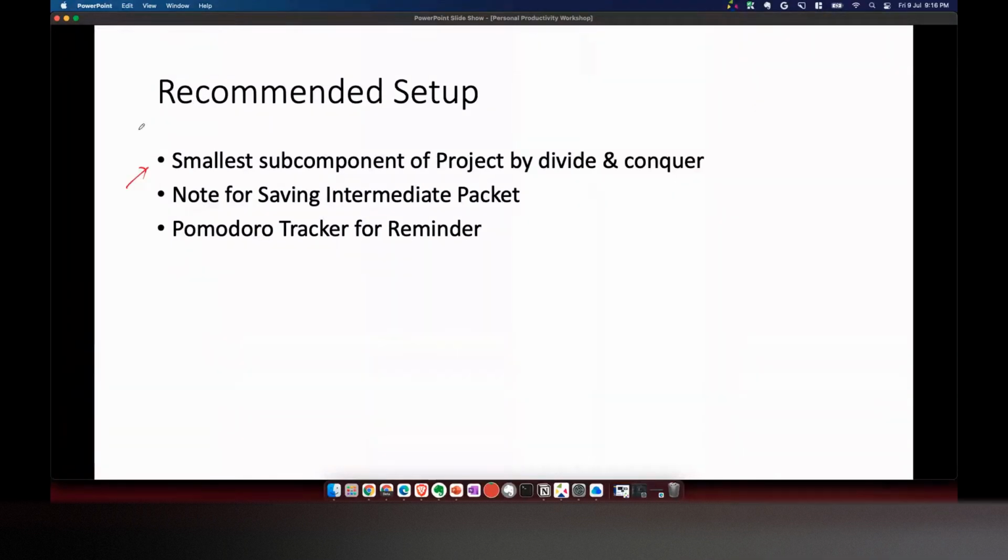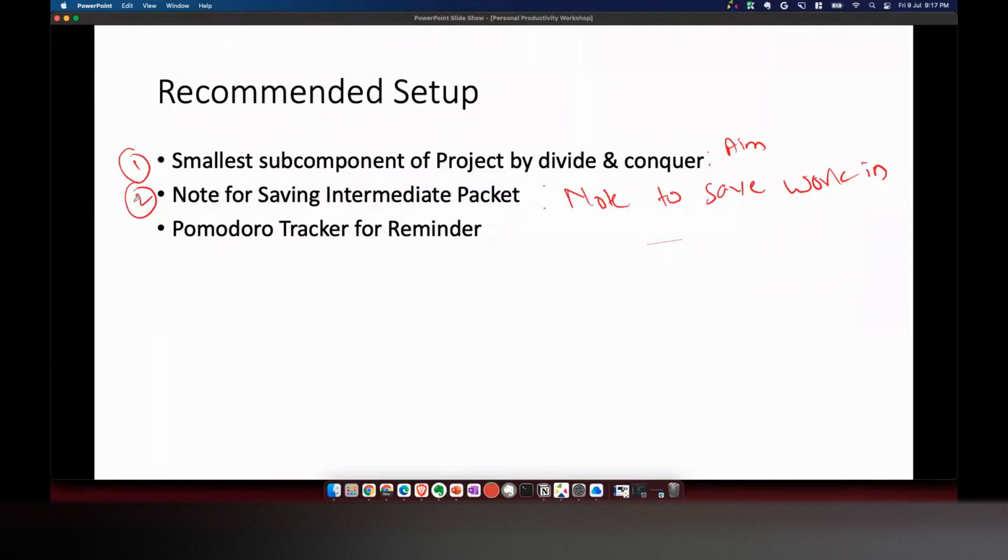First, divide and conquer. Whatever work you are doing, divide it into the smallest of subcomponents, and then you start with, you know what, I am going to do this. So this is what it means, clear aim. Then a note for saving the intermediate output. This is our aim, right? Intermediate output is a note to save work in. So this is step number 1, this is step number 2, and this is step number 3.